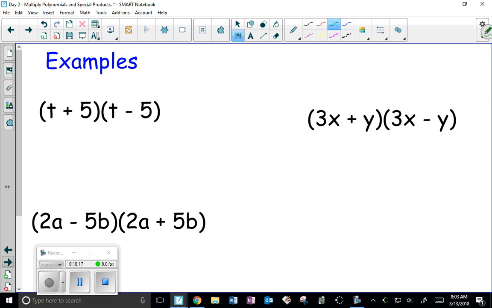All right, so conjugate pair. One's plus, one's minus. So for those of you who want to foil, go on and foil. Give you a minute to do those last two.